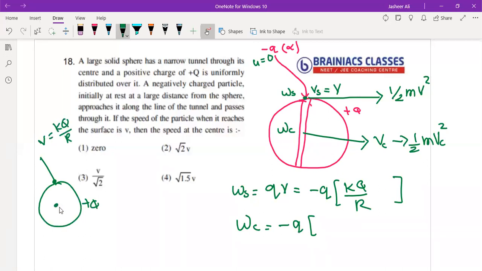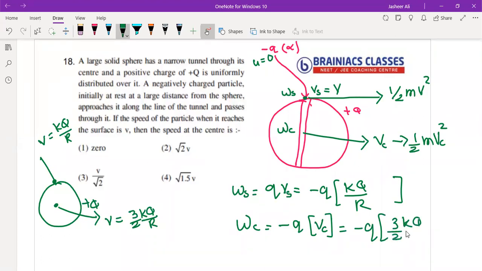At the center, what is the value of the voltage? We have already described this in the theory videos. Its value is 3/2 KQ by R. If you listen to the lecture video of potential, there we have derived the expression for the center and the surface. So this one is the surface potential. Now what comes here is the center potential, which means minus Q into 3/2 KQ by R.